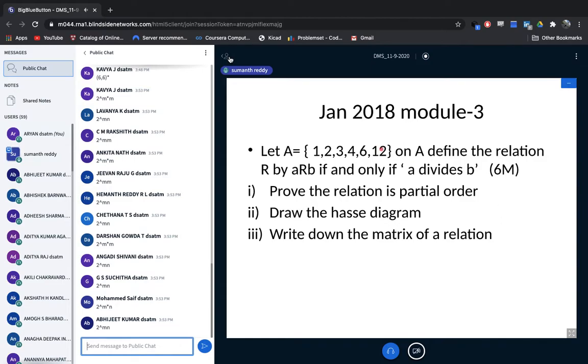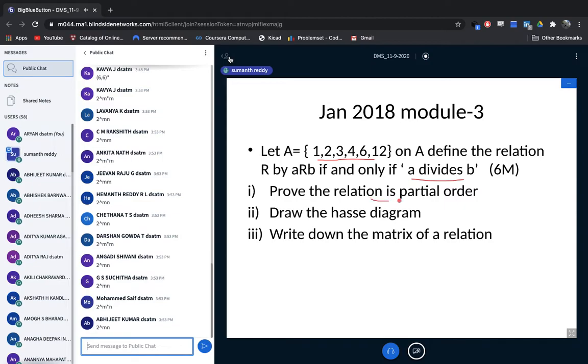He's telling that the set A contains elements 1, 2, 3, 4, 6, 12. So this is the set A. On A, define the relation R where the condition for the relation is A divides B. Previously we solved with respect to A is a multiple of B, but this time he has given A divides B. And now he is asking you to prove whether the relation is a partial order or not.